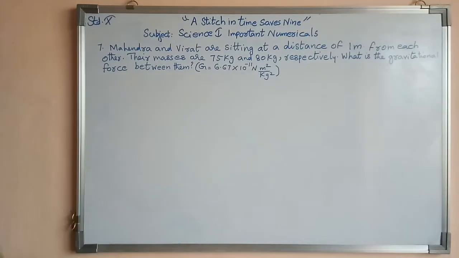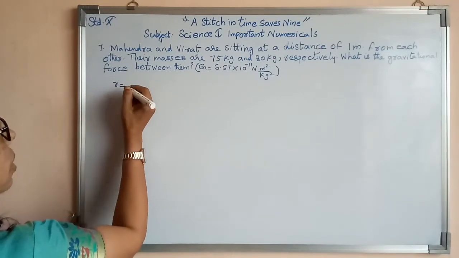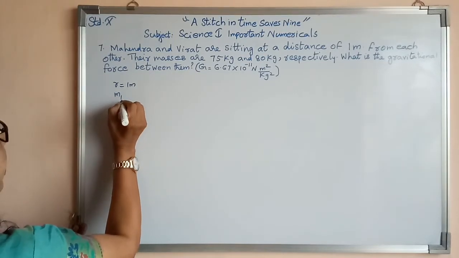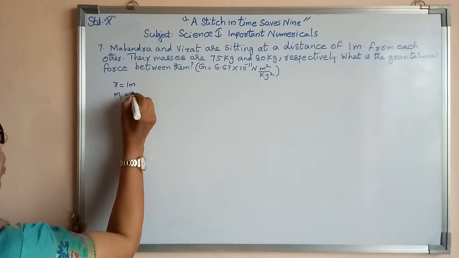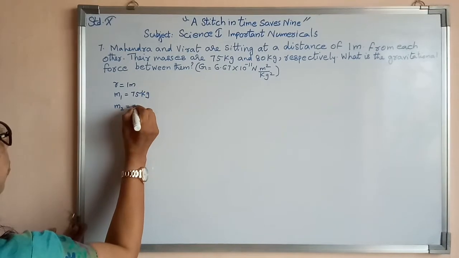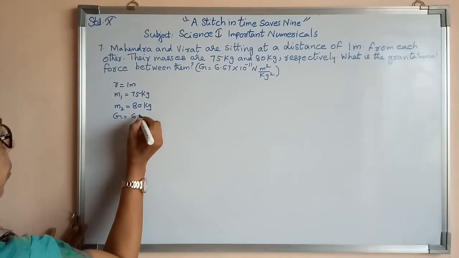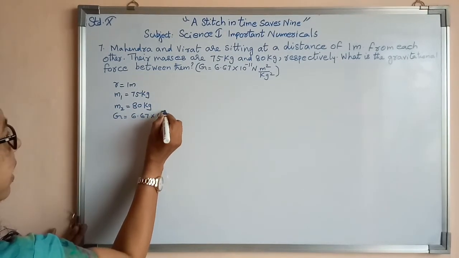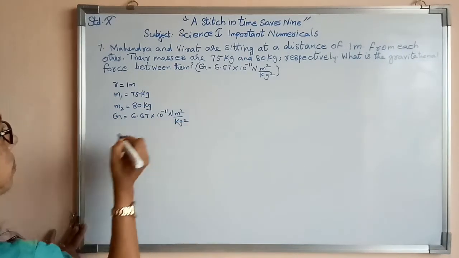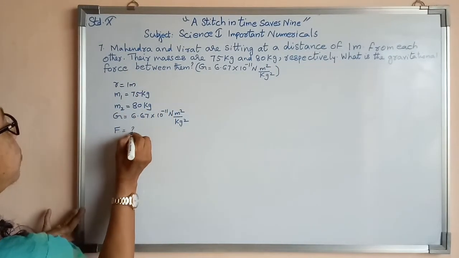Now we will put the values which are given. Here, the distance between them we can write as small r, that is equal to 1 meter. Mass of Mahendra we can write as m1, that is equal to 75 kg. Mass of Virat we can write as small m2, that is equal to 80 kg. Capital G is equal to 6.67 into 10 raised to minus 11 Newton meter square per kilogram square. We have to find the gravitational force between them, so capital F is equal to question mark.